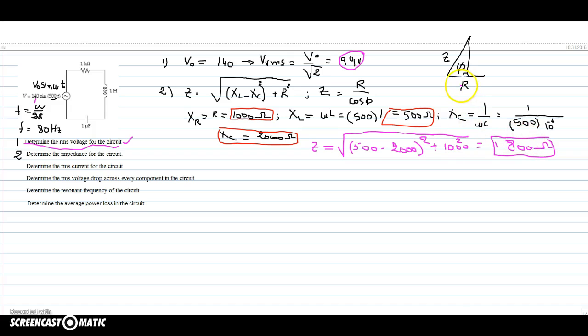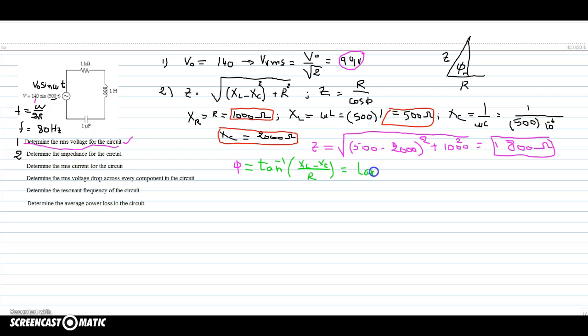The other way is to consider phi. Let's evaluate phi. Probably I change the color. Phi is tangent inverse of XL minus XC over R. And now you don't have to memorize this. That's how you find the phase angle between the current in the circuit and the total voltage applied to the circuit. And so this is tangent.